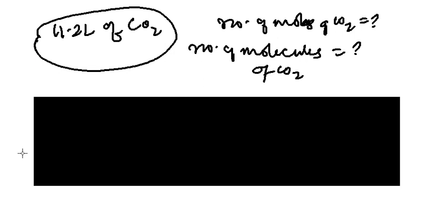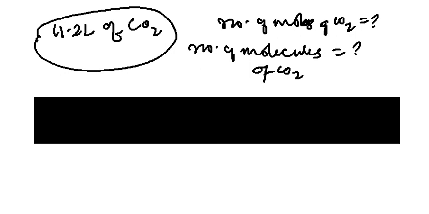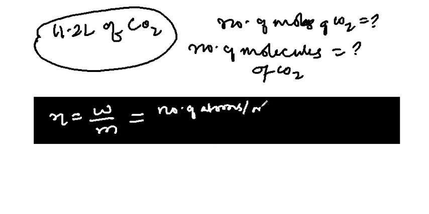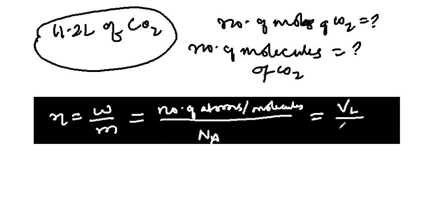So the formula is: the number of moles is weight by molecular mass, and that is equal to the number of atoms or molecules divided by your Avogadro's number, that is 6.02 into 10 to the power of 23, and that equals the volume in liter divided by 22.4 liter. This is something that we need to remember. Now if we remember this particular formula, we can directly get our answers.